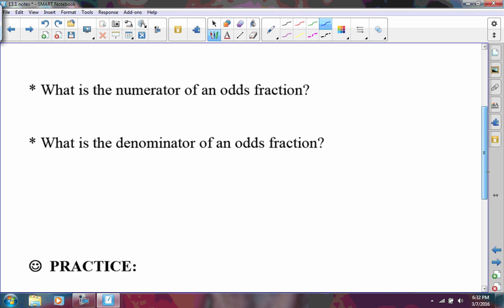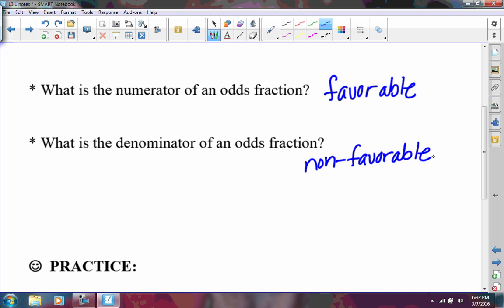The numerator of an odds fraction, if it's odds in favor, that will be your favorable. And then the denominator of an odds fraction then would be your non-favorable. And again, this is as long as it's odds in favor. If it was odds against, then we would have the not favorable in the numerator and then the favorable in the denominator. But usually when they just say, what are the odds of something happening, they want the favorable over the non-favorable.